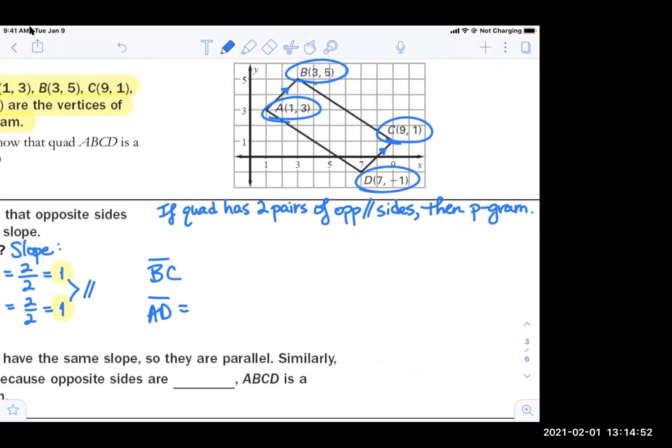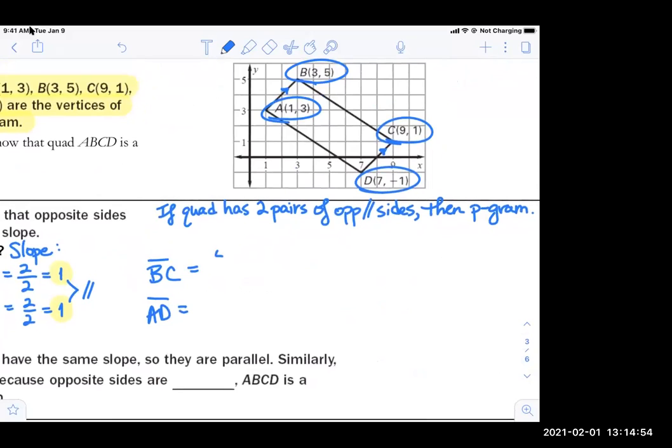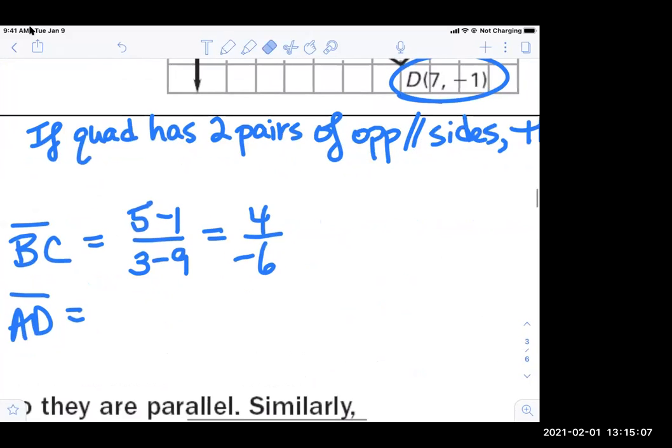Okay, so BC is going to be 5 minus 1 and 3 minus 9. So 4 over negative 6. Now make sure you're simplifying your slopes, your fractions. I was telling my honors classes, they were really bad about simplifying fractions, and they were leaving weird things like negative 4 over 6. What should that be simplified? Negative 2 over 3.